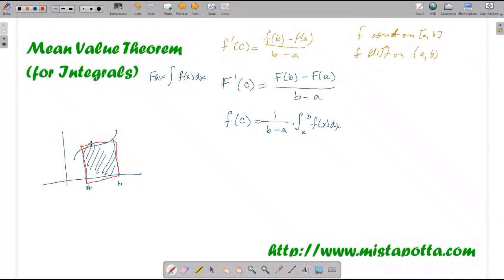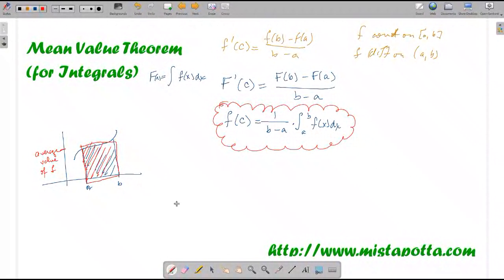This red rectangle has to have the same area, where this value here is the average value of my function. And so this brings up an interesting idea. This formula here allows us to find the average value of a function.